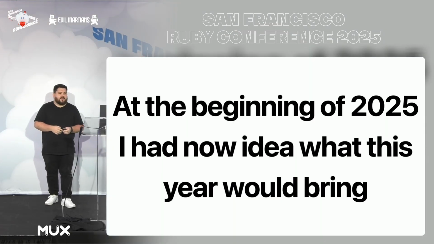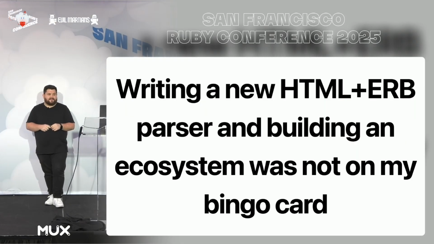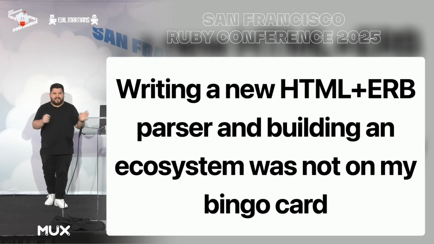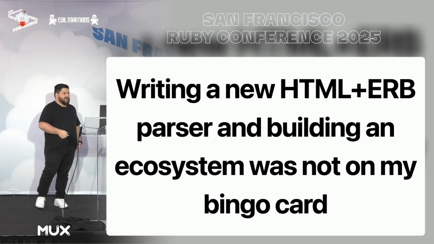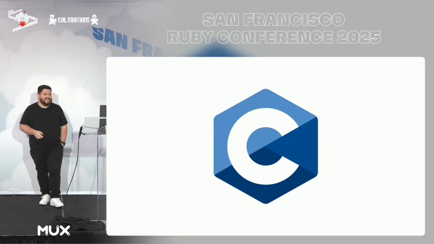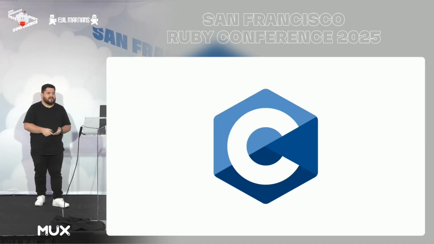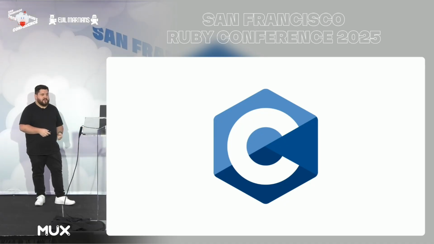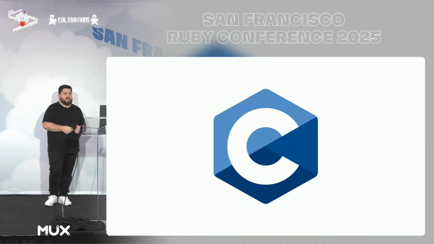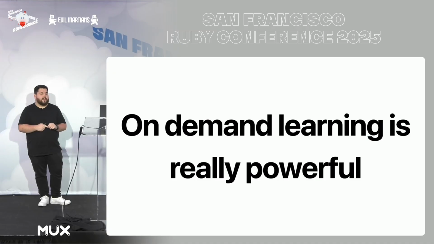And that's the thing. At the beginning of this year, I didn't plan to work on this. I didn't know that I was working on this at all. I didn't have this on my bingo card, to say I am writing an HTML ERB parser and an ecosystem on top of it, and especially not in C. So this parser is written in C for reasons of portability, so we can run it from Node, we can run it from Ruby, we can run it in the browser even. And I think it just shows that on-demand learning is really powerful if you use it right.